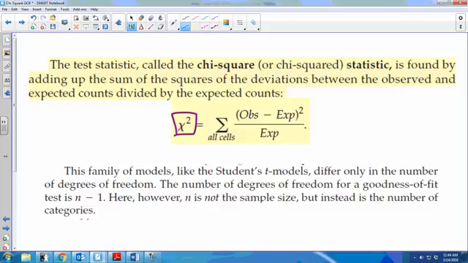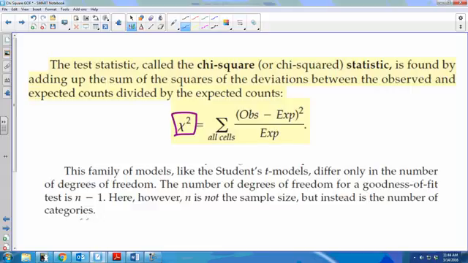Okay? Now, chi-square is a family of models. So you have Z models, that's a normal model. T models, there's a T distribution that has a family of T, so you have degrees of freedom to say which model you're using. Chi-square is also a family of models. So chi-square changes, the model changes based on the degrees of freedom. So we have N minus 1 degrees of freedom.